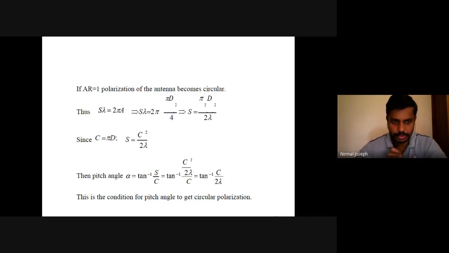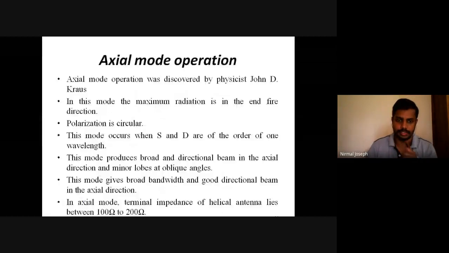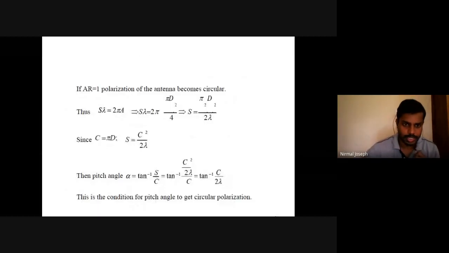In order to get the circular polarized wave, after derivation, S is equal to C square by 2 lambda. And you know what S is. And C is pi d, C is the circumference.